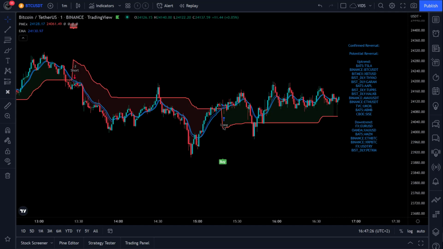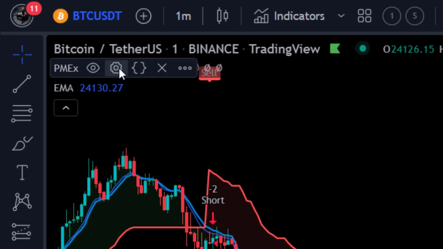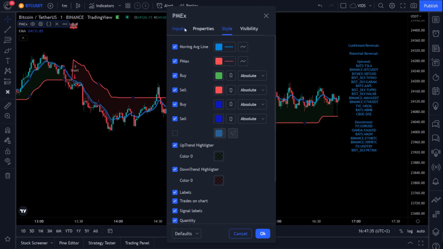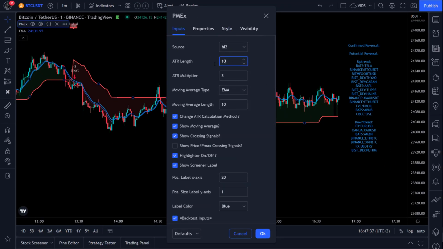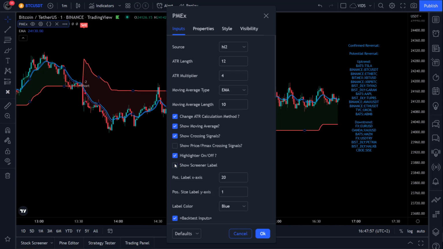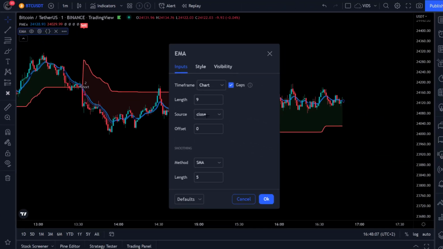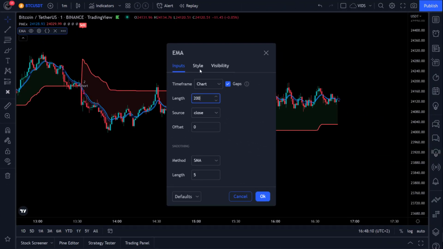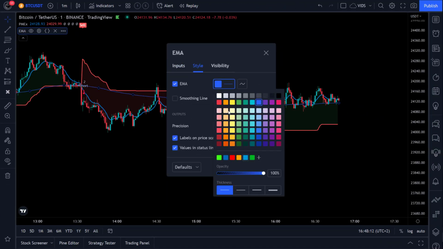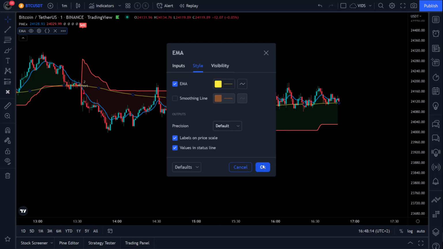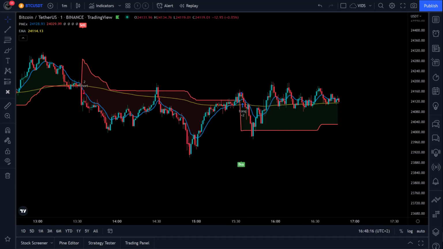Before we can use the indicators, we need to adjust them. Start with the PMeX indicator. Change the ATR length from 10 to 12. Then change the ATR multiplier from 3 to 4. Finally, we uncheck the Show Screener label so our chart looks less crowded. Now we can change the EMA indicator. Change the length from 9 to 200 and make the color yellow so that it gets a different color than the PMeX indicator. Okay, now that both indicators are in place, we can start right away on the strategy.